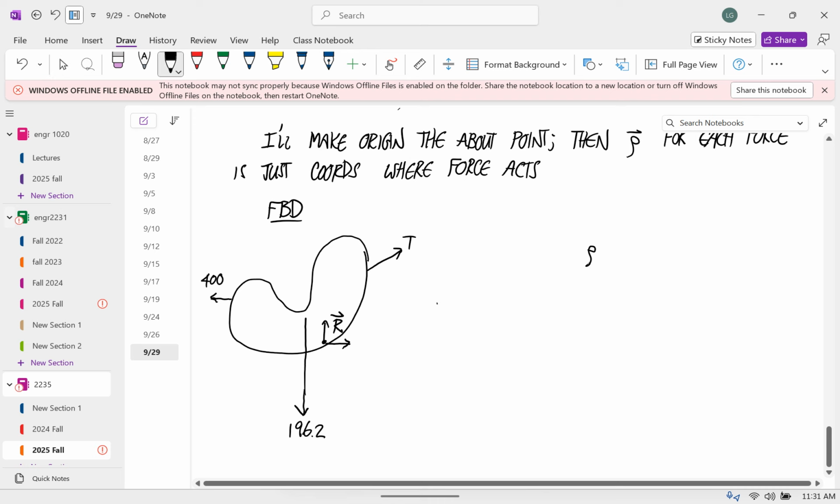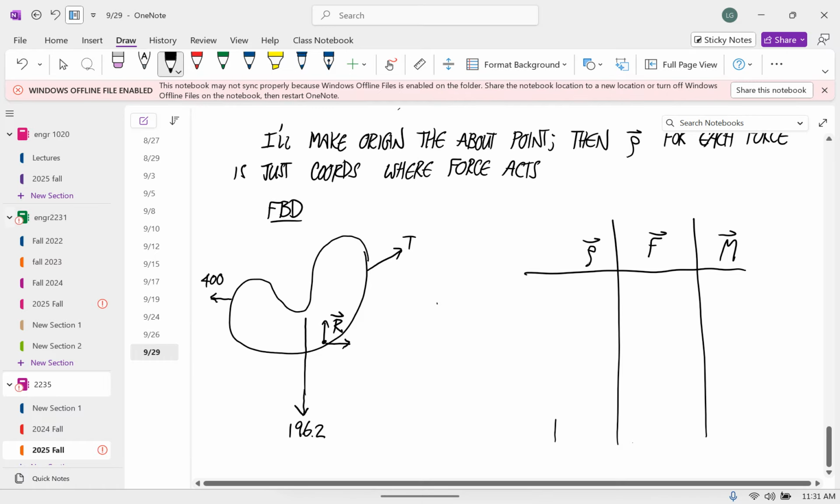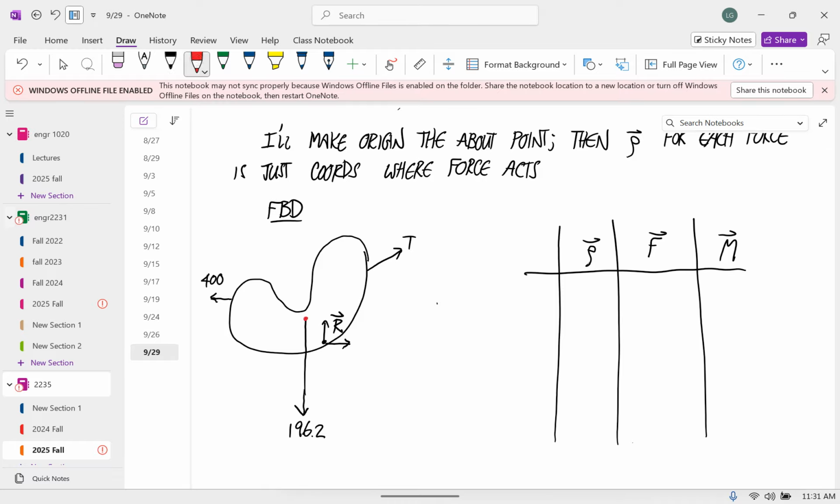And now I'll make the table. I'll start with the weight force, since I chose that about point as the origin. So the rho vector for the weight force is 0. The force is 0, negative 196.2. Cross product is 0. Now I'll go to the R vector.